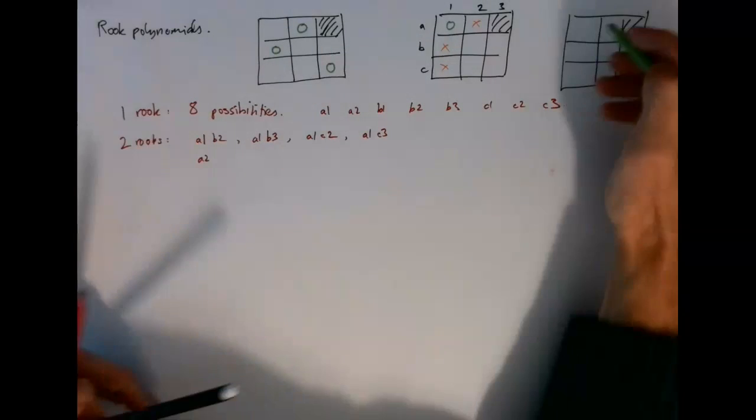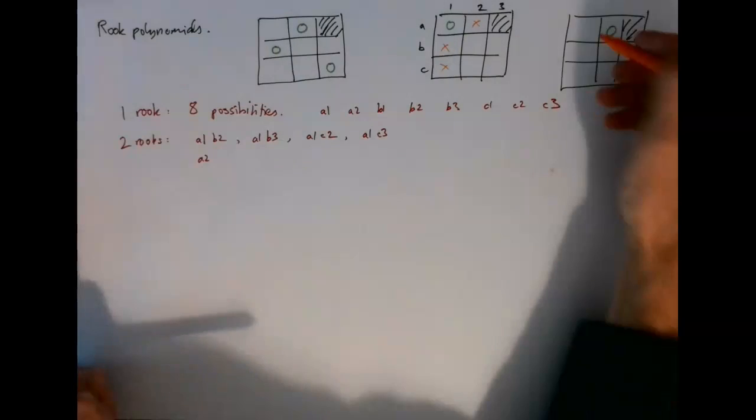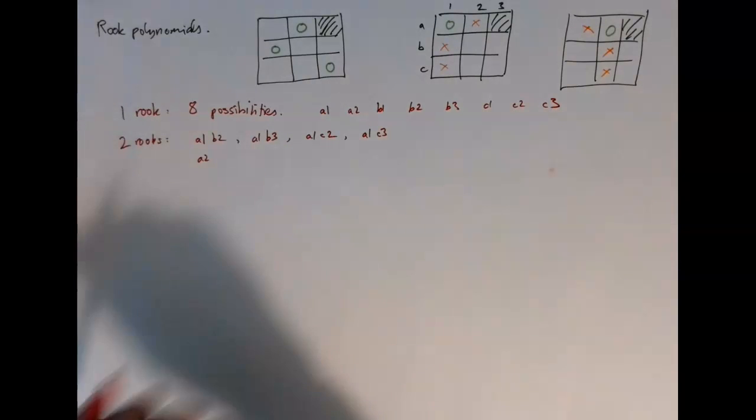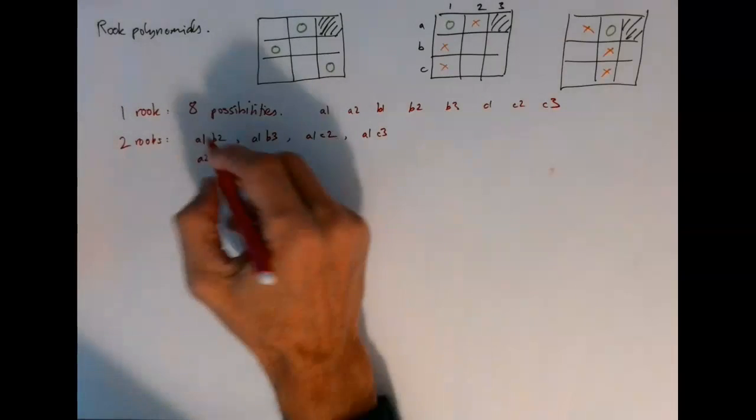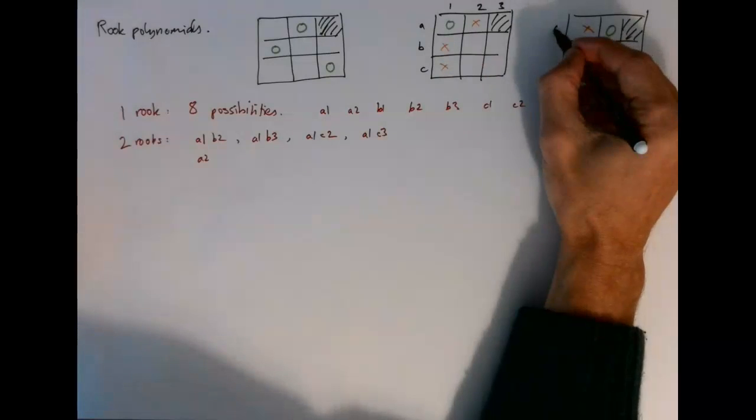So now we put a rook here at A2, and then there are some other places blocked off that we're not allowed to use. But still we've got four different possibilities for the second rook. So this one is here. Draw the labels in again.